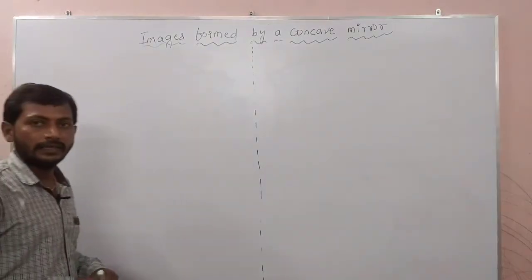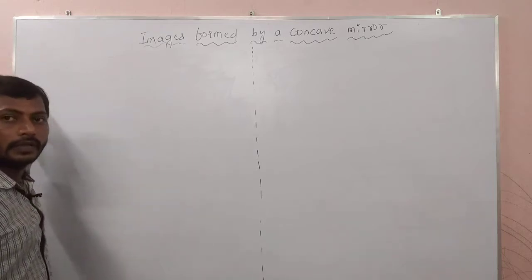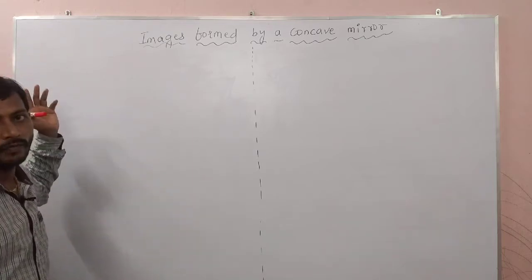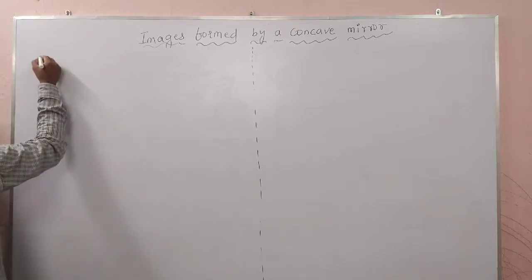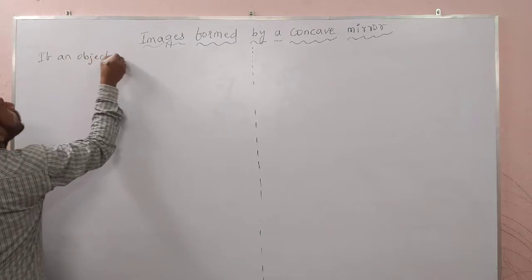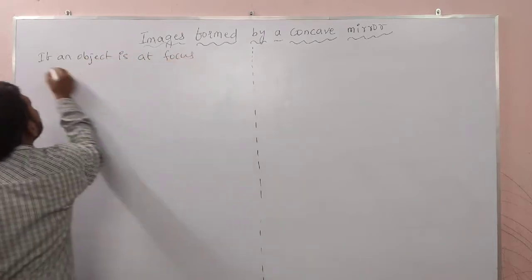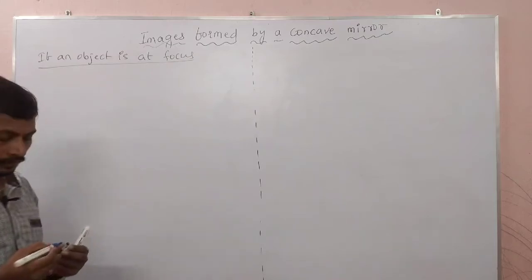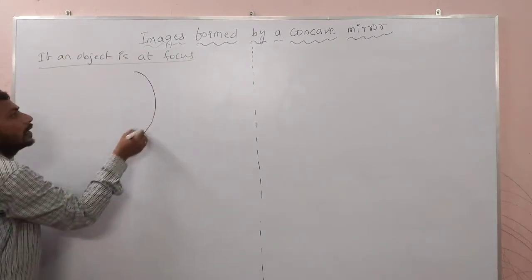Okay, the next case is, we completed at the C, beyond the C, and between C and F. Again, a little bit I am moving forward. That is, if an object is at the focus. See here, I am going to take the mirror.